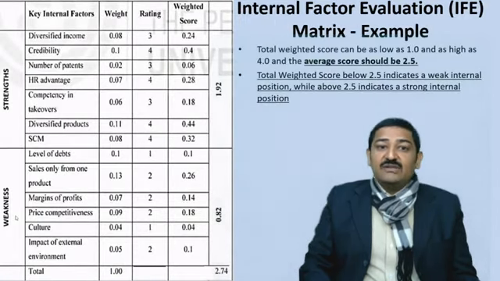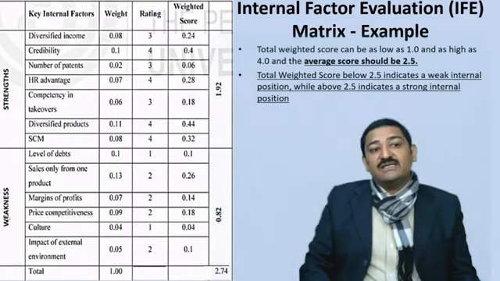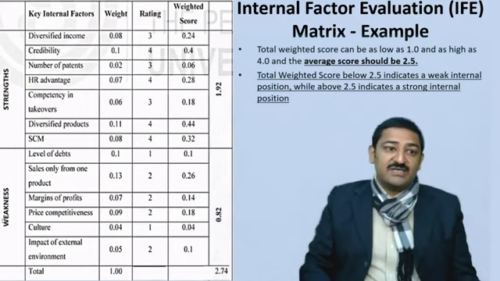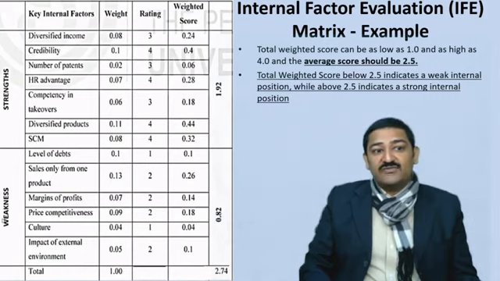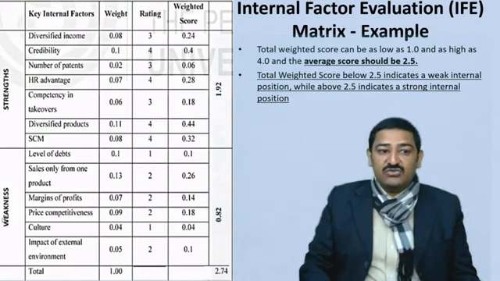As an example, you can see that initially strengths and weaknesses have been referred to by identifying key internal factors, where for strengths somewhere six to seven internal factors have been identified, and the same is the case with weaknesses, which include level of debts, price competitiveness, culture, and impact of internal environment and external environment.